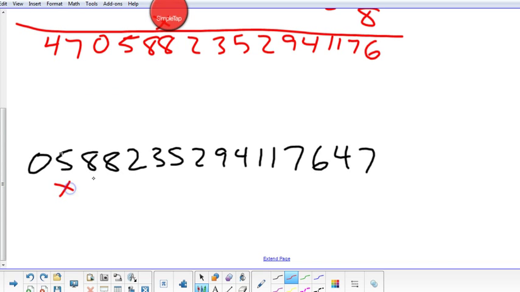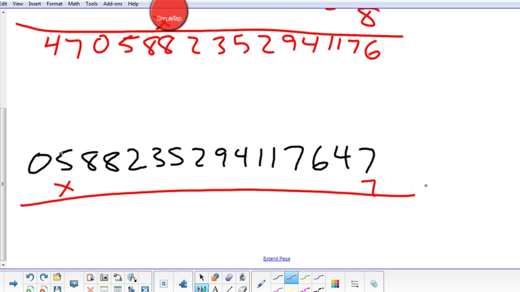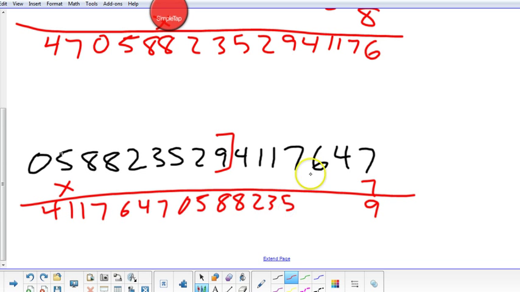Again, if I multiply this by, let's say, 7. Anybody have the answer? Anybody? Yeah. 7 times 7 is 49, so this number ends right here in the 9. So the start of it will be 4117, so 4117 0588235229. My spacing's off, but you get the idea.